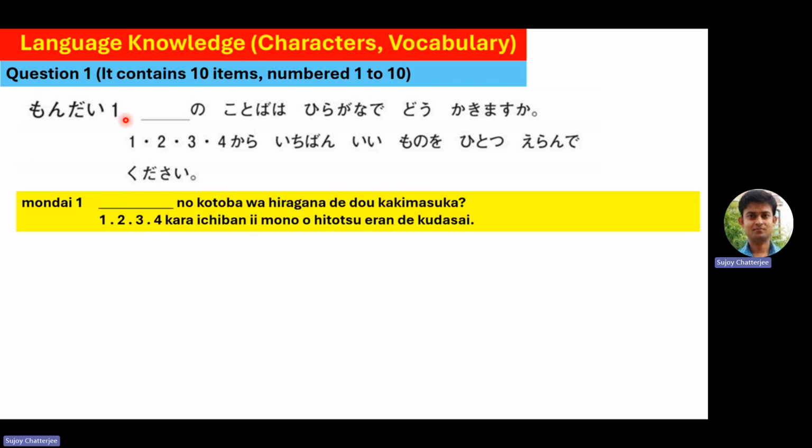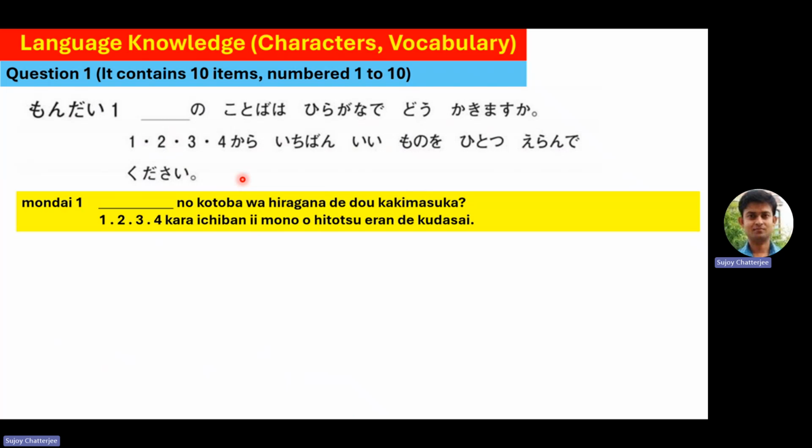Mondai 1, that means question 1. Dash no kotoba wa hiragana de do kakimasu ka? And then ichi, ni, san, yon, kara, ichiban ii mono o hitotsu erande kudasai. So, dash no kotoba wa hiragana de do kakimasu ka? Ichi, ni, san, yon, kara, ichiban ii mono o hitotsu erande kudasai.